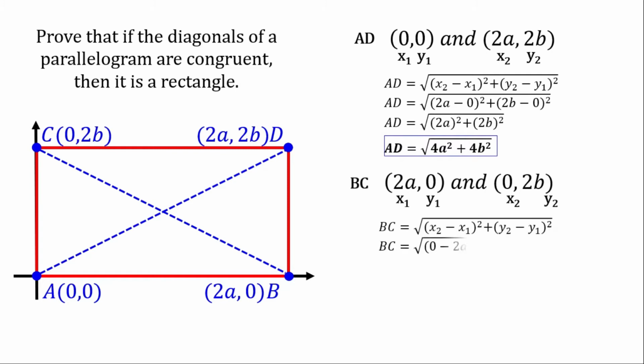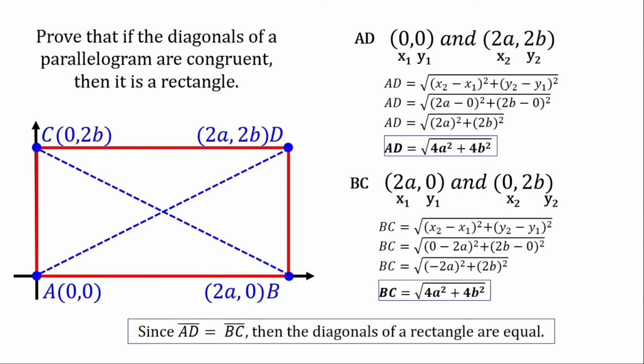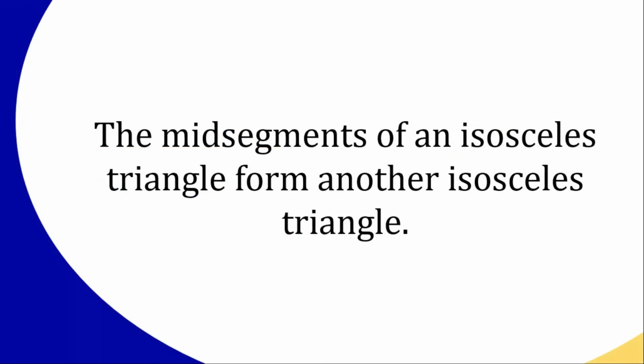Using the distance formula, we get the distance of AD and BC, and that gives us the same value. Since AD and BC are equal to each other, then the diagonals of the rectangle are equal. So therefore, this is a rectangle.